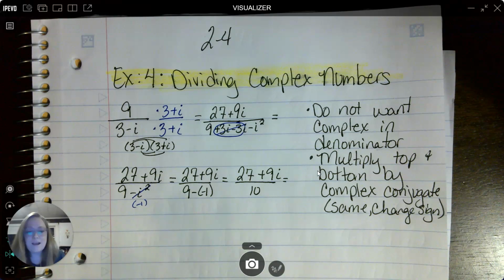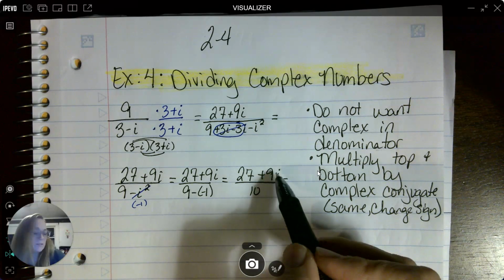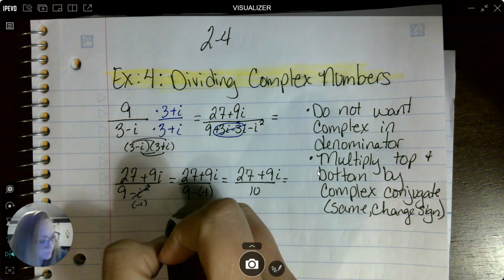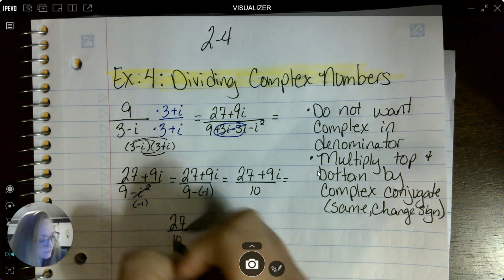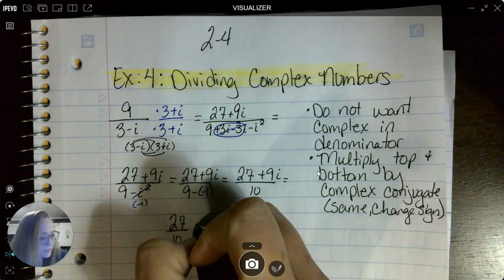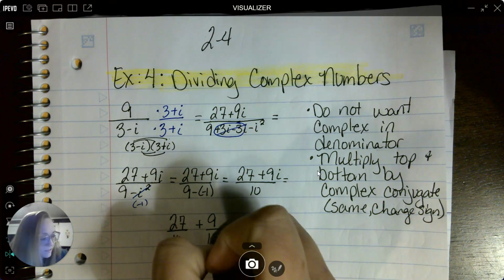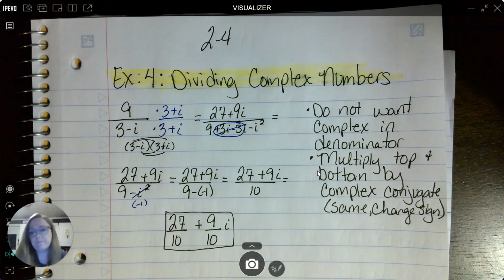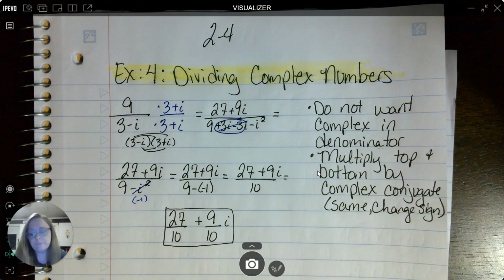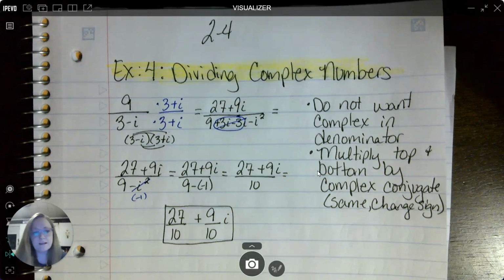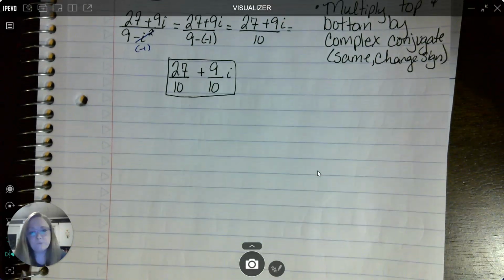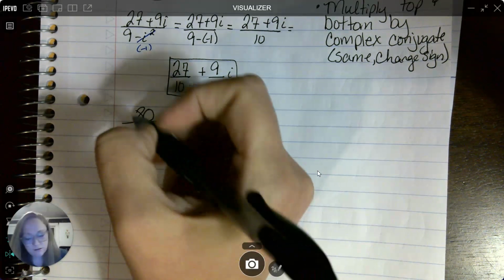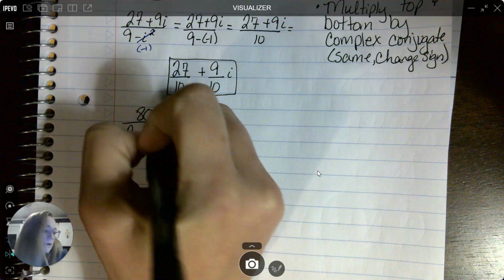And I really struggle reducing fractions looking at them separate like this, and we know as complex numbers we want that i term at the end by itself, so I would split this up and say 27 over 10 plus 9 over 10i. Okay, let's try that again with another example. Let's try 80 over 2 minus 6i.